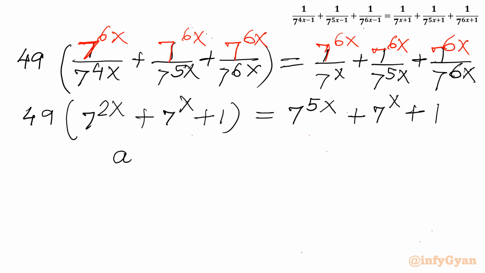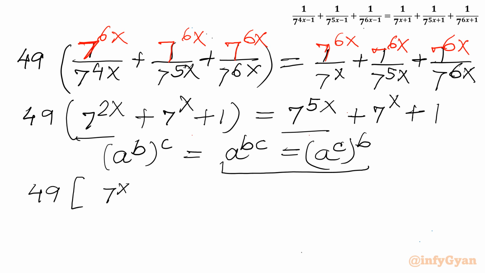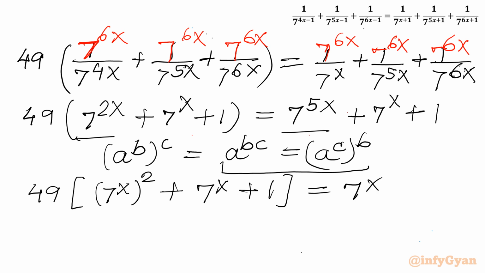Now I will write another property of exponents: (a^b)^c is equal to a^(bc), which is equal to (a^c)^b. So I will apply it here and here. So 49 times (7^x)^2 plus 7^x plus 1, and on the RHS we can write (7^x)^5, then we have 7^x plus 1.